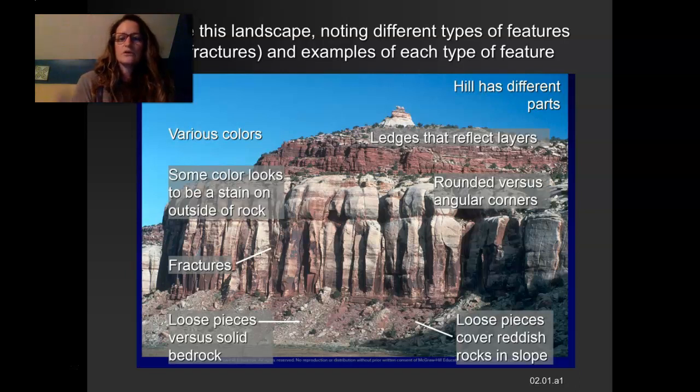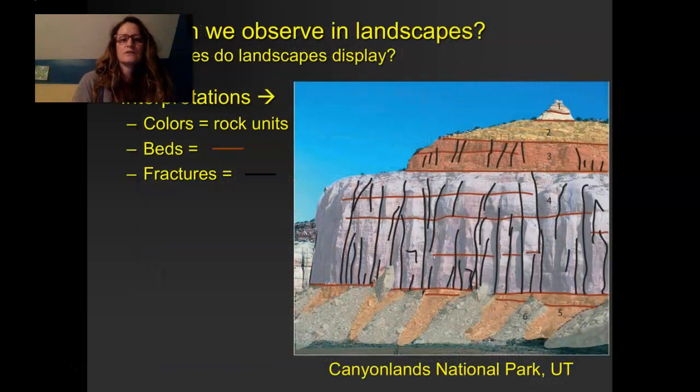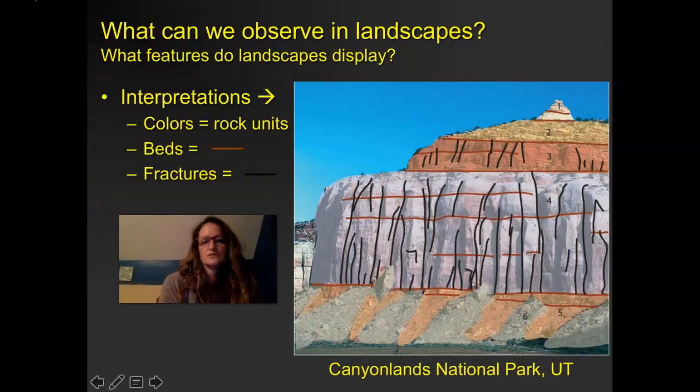If we were going to take that image and sketch it, we would do something like this. And in those sketches, you're making an interpretation, right? You're drawing out the horizontal layers, you're outlining the fractures, you're making it clear that there are different colors. On this diagram, there's 1, 2, 3, 4, 5, 6. That's indicating the interpretation of the ages.